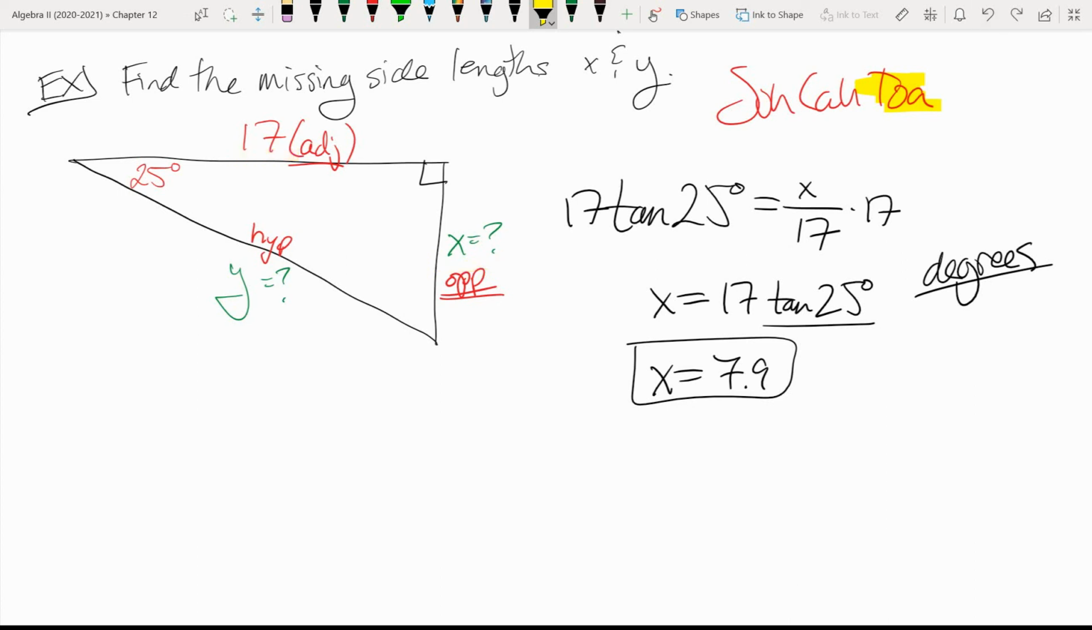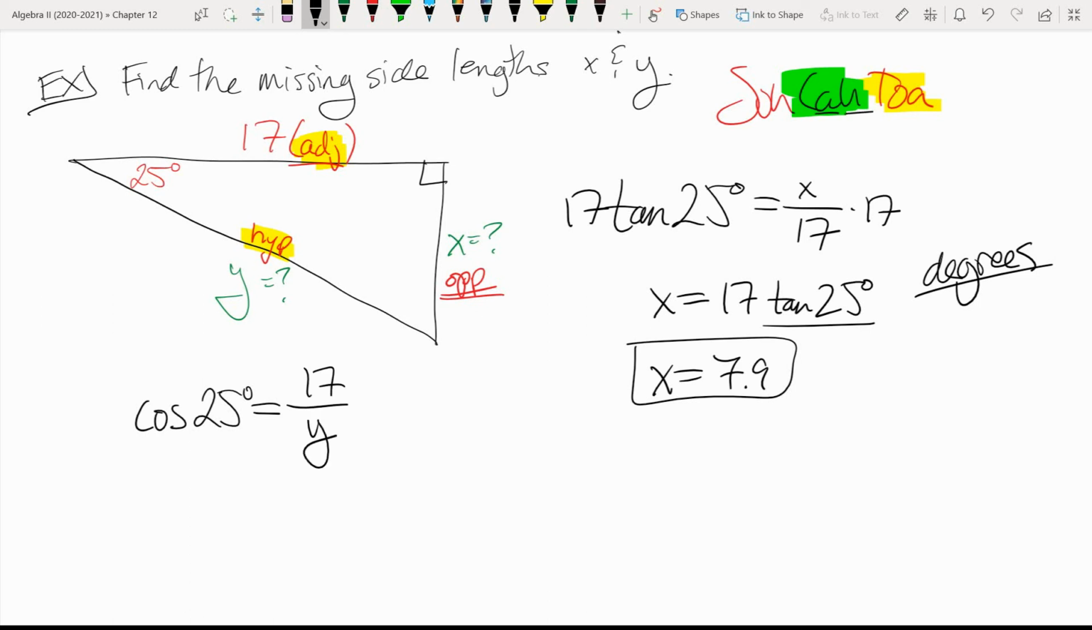Okay, I'm going to take a look and say, okay, I know what the adjacent side is, and I want to find the hypotenuse. What are we dealing with there? Well, adjacent, hypotenuse, that's AH or cosine. So I'm just going to start by writing a little equation using cosine of 25 degrees and then start filling in the blanks. Adjacent side is 17, hypotenuse is y.